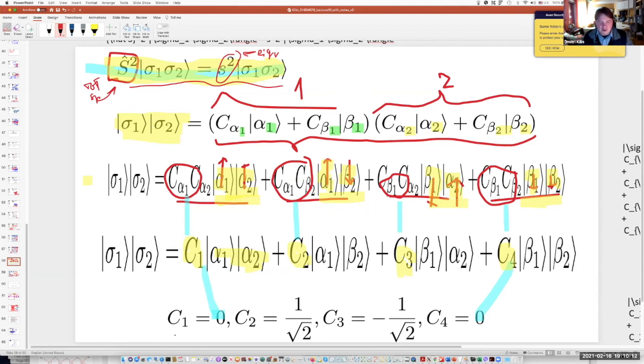So one of the most useful solutions is when the first coefficient is 0, the last coefficient is 0, the second is 1 over square root of 2, and the third is minus 1 over square root of 2. So it appears from the solution for eigenstates of the total spin operator. So how do we interpret this solution? And we are about done.